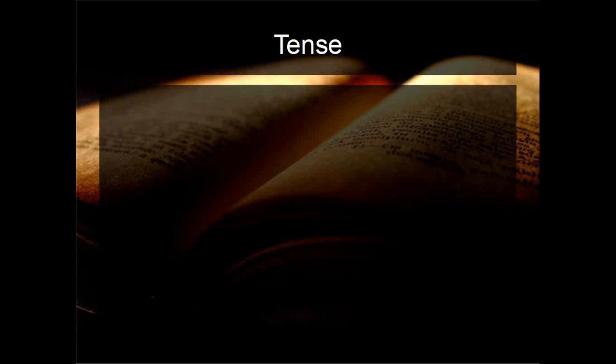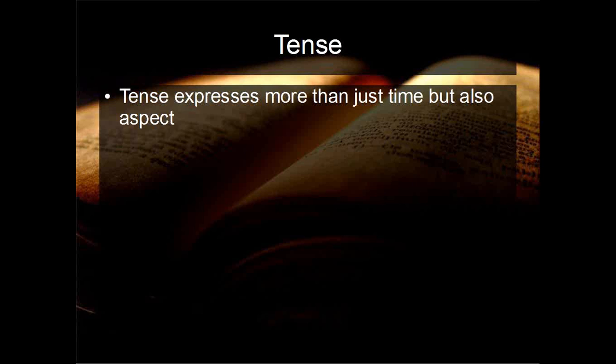However, especially nowadays, something has been lost through history in regards to tense, or how we perceive tense. Because here's the thing: in Greek, tense expresses more than just time. It expresses more than just time, but also something known as aspect.